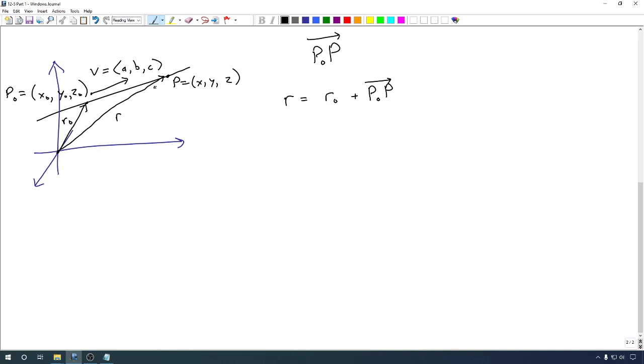But we also have that P naught P is parallel to the vector v because it's a vector along the line. Now, the way I've drawn it here, it looks like it's in the same direction. It could theoretically be in the opposite direction, but in both cases, what that will mean is that it is a scalar multiple of v. It means either it's a positive scalar multiple if it's in the same direction, or a negative scalar multiple if it's in the opposite direction. So you could say that P naught P is some number, let's just call it t, times the vector v.